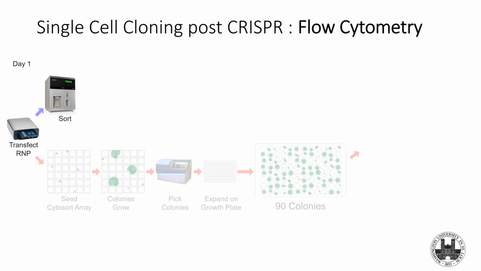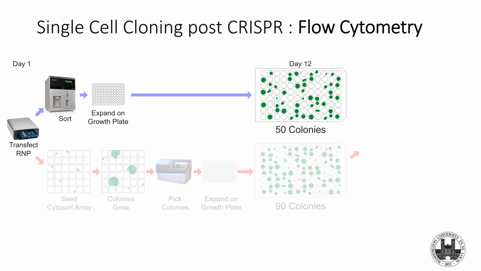So on day one, we transfect. We then sort the cells out onto 4 96-hole plates. So ideally, best case scenario, we'd have about 400 clones to work with. It takes quite a long time for those single cells to grow out into a colony that we can work with. Our best cell lines take about 12 days. Our worst ones can take 3 weeks to grow out.